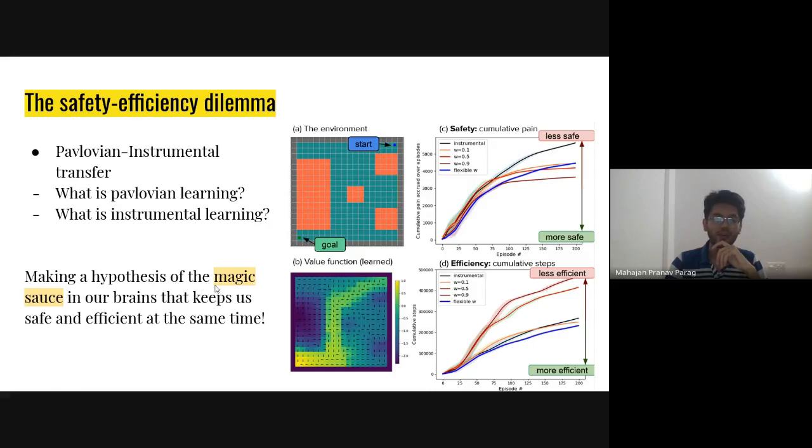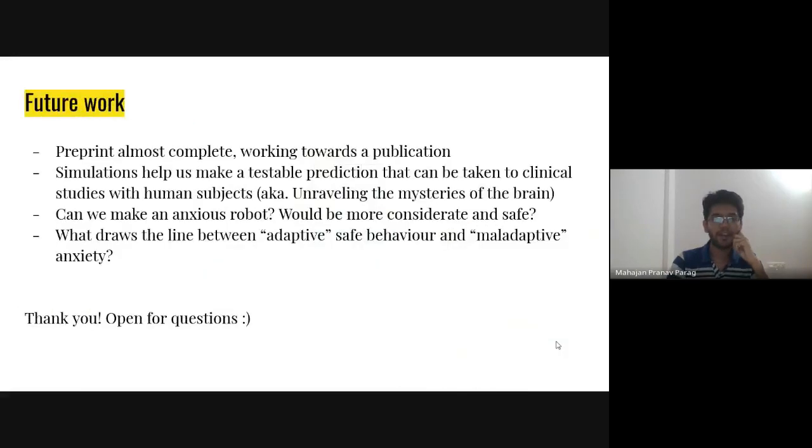I'm not going to disclose this right now because we are still completing the draft of the paper, so it's not published. But there's some hypothesis about our brain. There's some magic sauce happening, which is the blue line you see over here, which solves this dilemma between safety and efficiency. That's how humans keep themselves safe and efficient at the same time. It improves on safety as well as on efficiency.